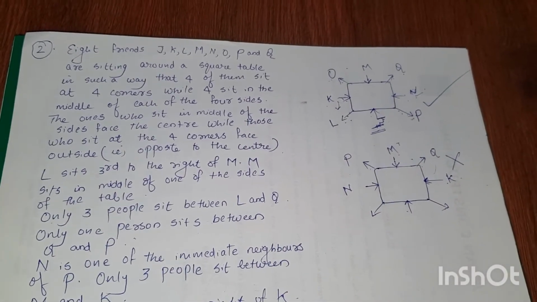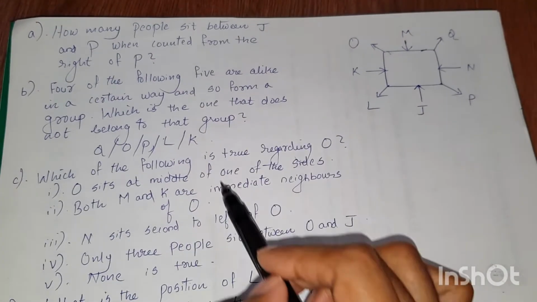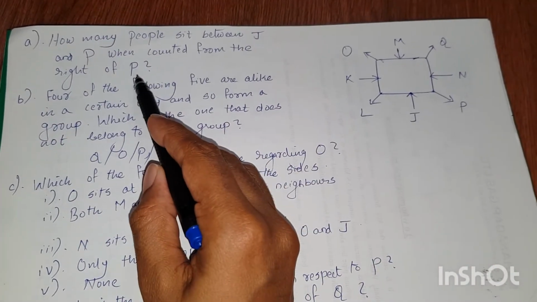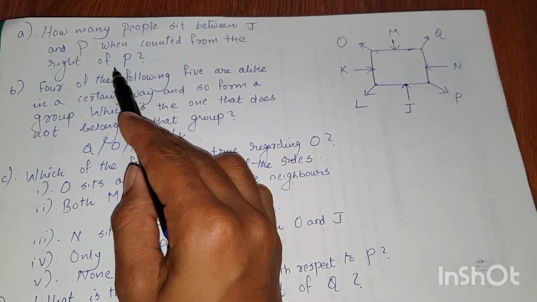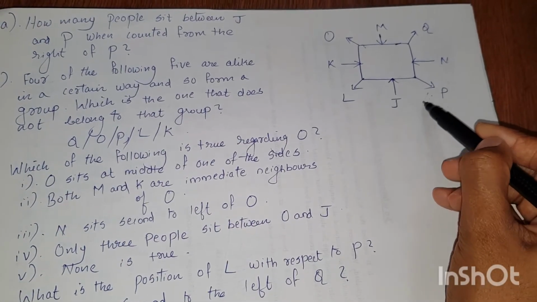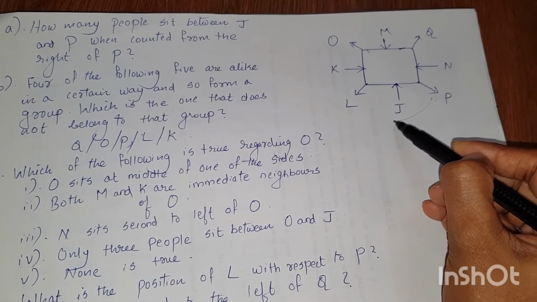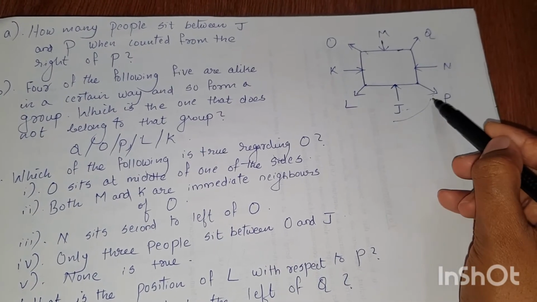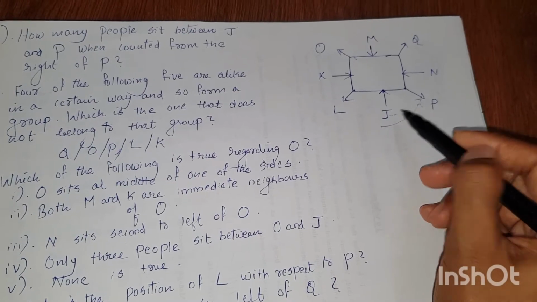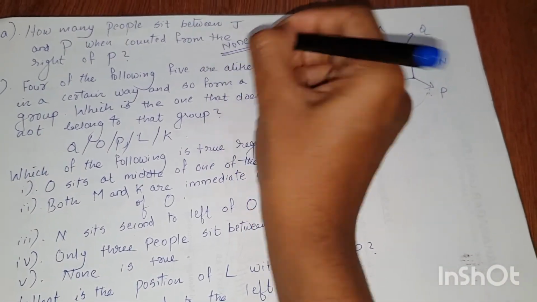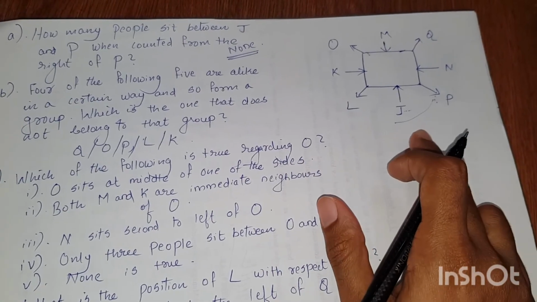Okay. Now these are the questions. Our obtained diagram is this one. So the first question is, how many people sit between J and P when counted from the right of P? So the right of P is here, right? When counted from the right of P, how many people sit between J and P? None, because the immediate neighbor of P is J. So the first answer is none.